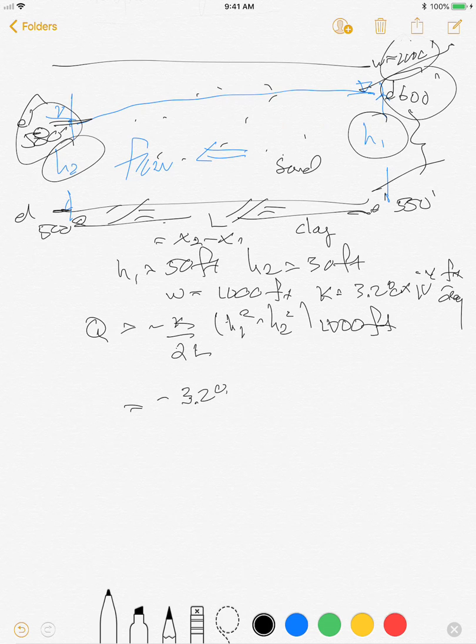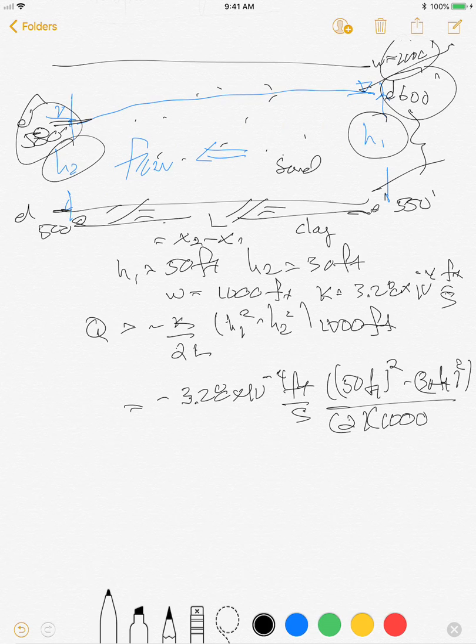So that's negative 3.28 times 10 to the minus 4 feet, and I made a slight mistake over here. This is feet per second. And then our H1 is just that 50 feet squared minus 30 feet squared. And then this is all going to be divided by 2 multiplied by 1,000 feet. Okay. And one other thing that we are missing here is we have to multiply it by the width, which is 1,000 feet. So that's our width.